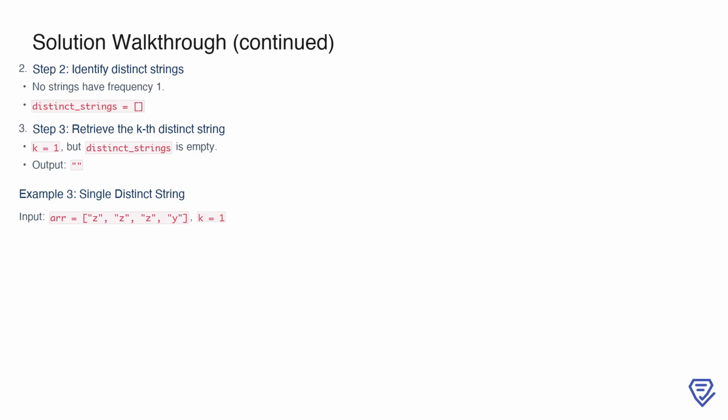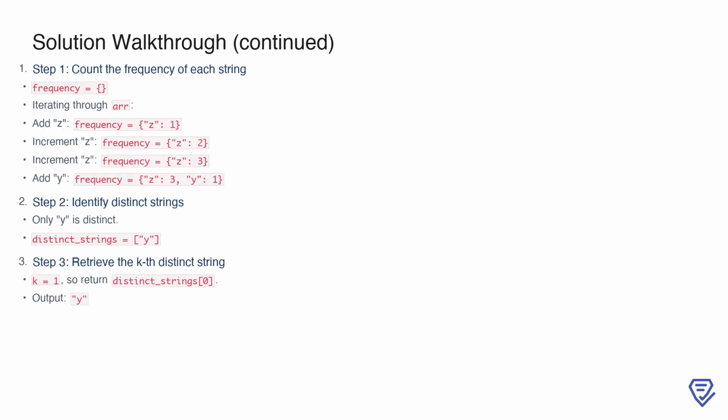Now we proceed to example 3, where the input array is z, z, z, y, and k is 1. In the first step of example 3, we count the frequency of each string. Starting with an empty dictionary, we add z with a count of 1, then increment its count to 2 and then to 3 as we encounter it multiple times. Afterward, we add y with a count of 1 since it appears only once. The final frequency dictionary becomes z: 3, y: 1.